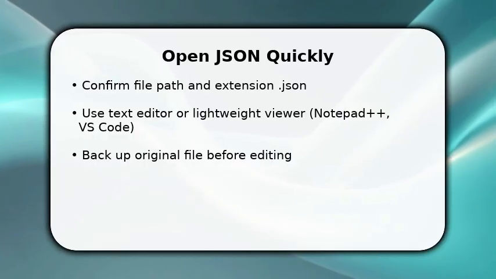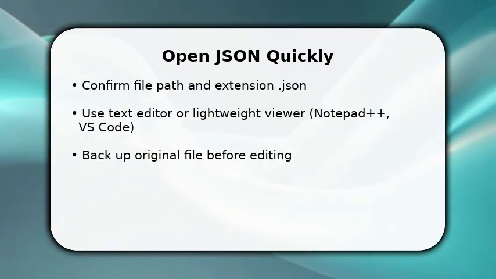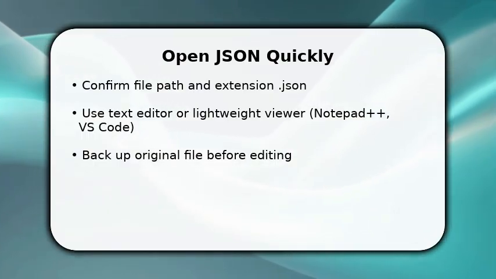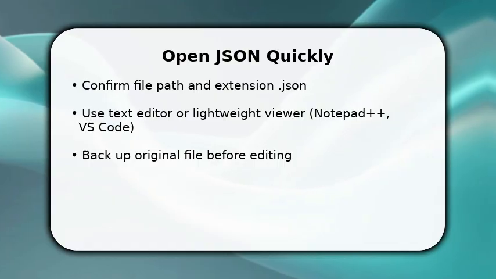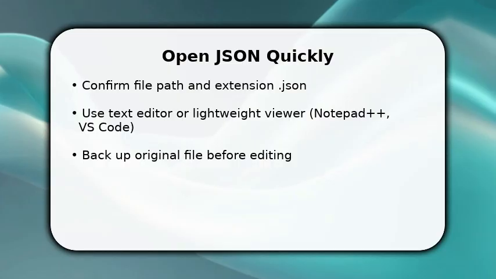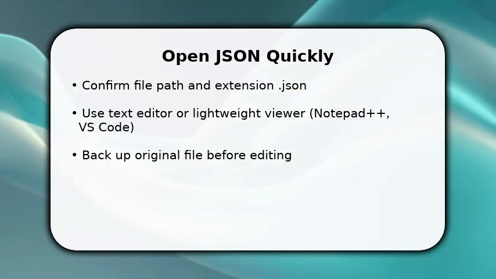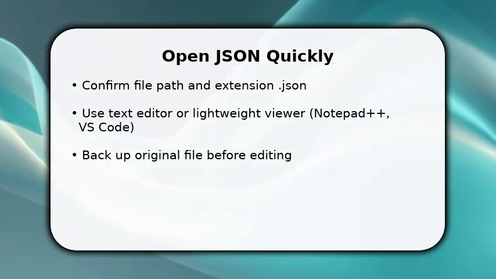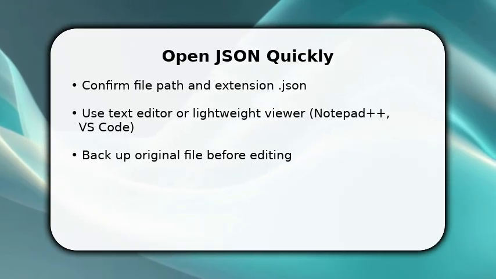You have the JSON file and you want to view it now. First, confirm the exact path and that the file ends in JSON, then open it with a plain text editor or a dedicated JSON viewer. Use a lightweight tool like Notepad++ or VS Code so you can see raw structure immediately.